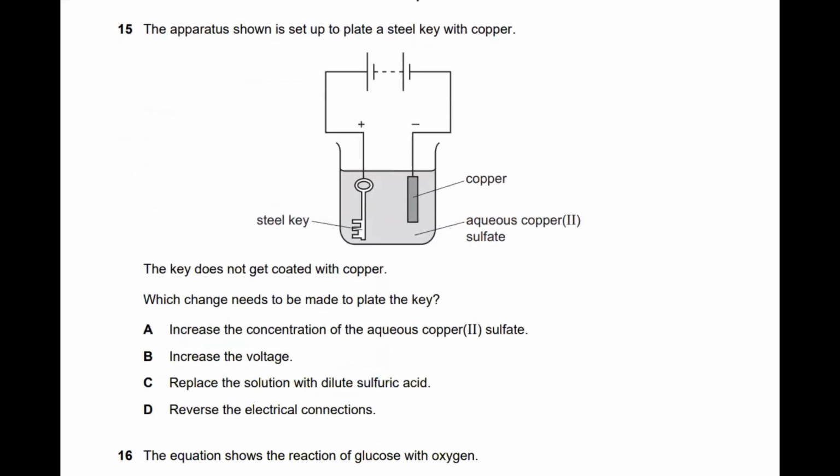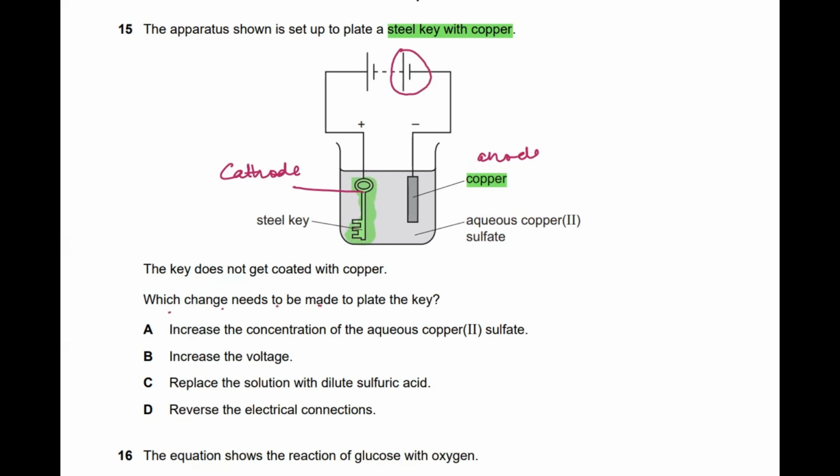Moving on to question number 15. Here is again the case of electroplating. The setup shown is meant to plate a steel key with copper. So copper should be at the anode. The anode is the one at the positive terminal. So this is a wrong arrangement. The key should be at the cathode, and the copper which is being deposited on the key should be at the anode. So the key does not get coated with the copper.